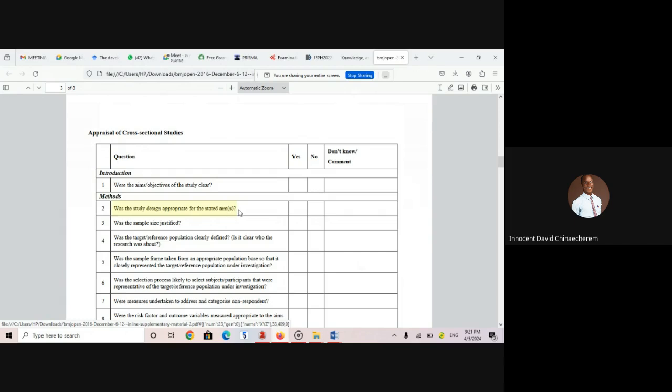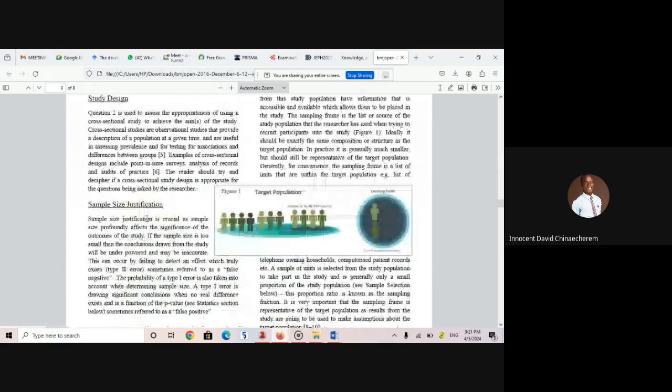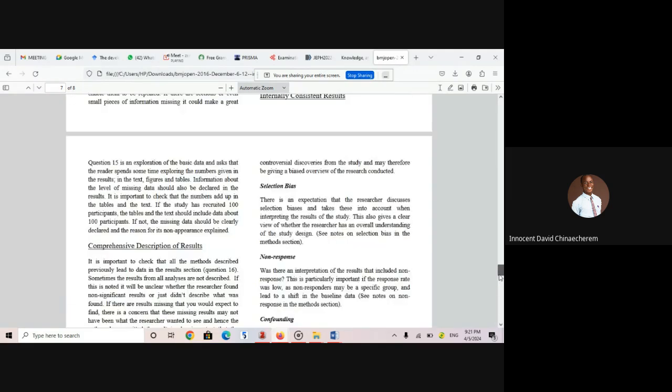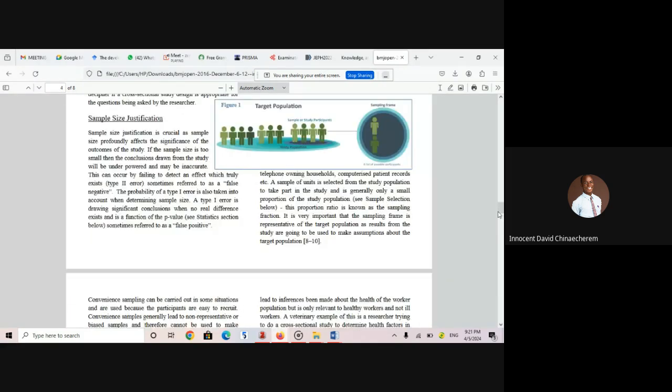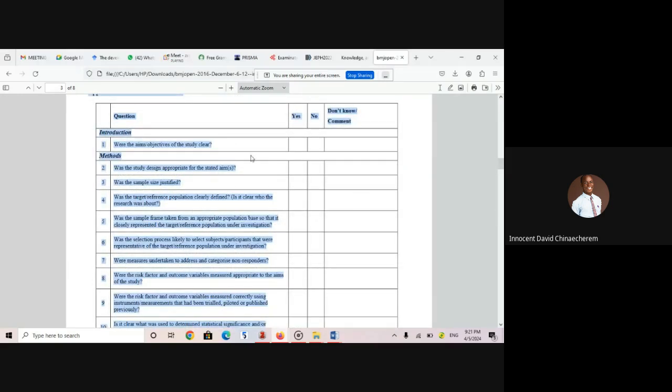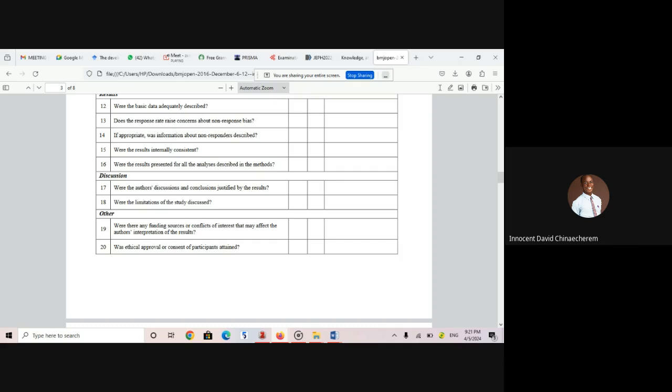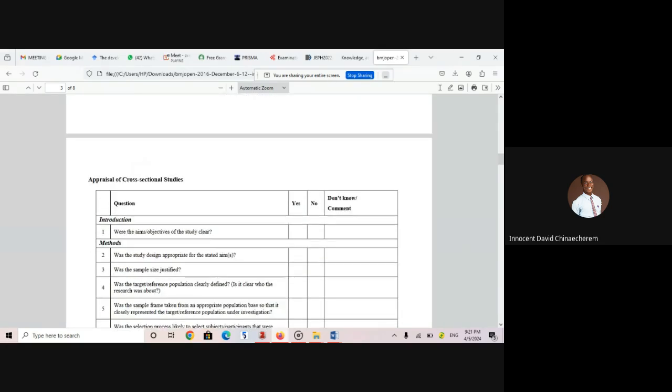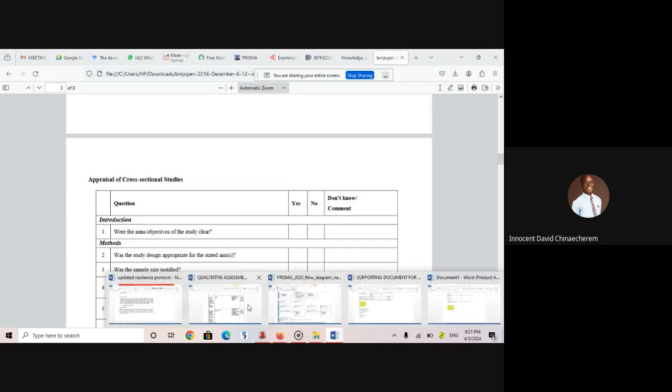So this is going to be our Q2. Difficult to copy, right? So this is going to be our Q2, Q3. So you outline them. You make sure you outline them, right? Good. So this is our appraisal for a cross-sectional study. So mine is a cross-sectional study.